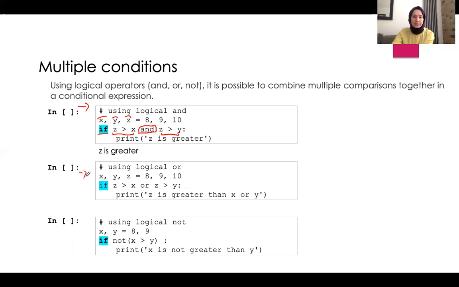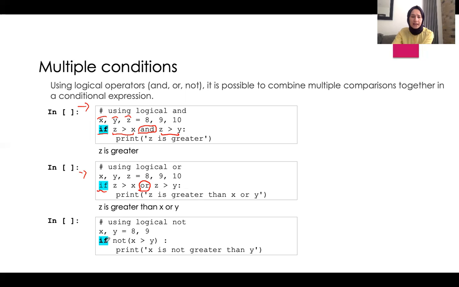Let's look at another example here. In this case, we have the use of OR, as you can see here. In this case, it is asking again, Z is greater than X, or Z is greater than Y. And as both of them are true, therefore it will print Z is greater than X or Y.